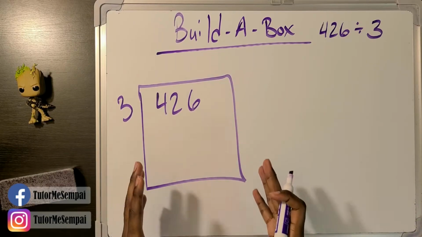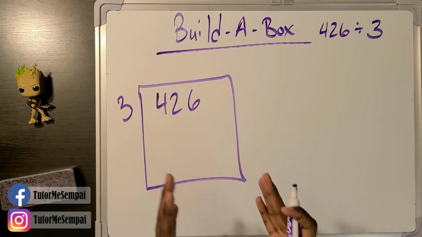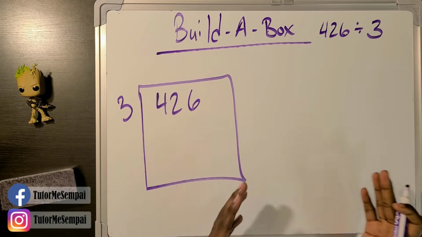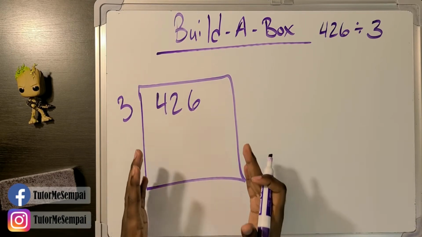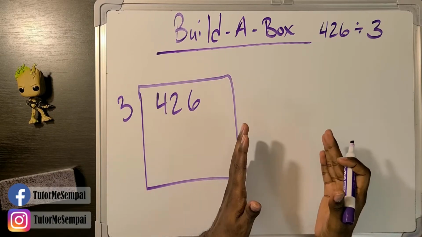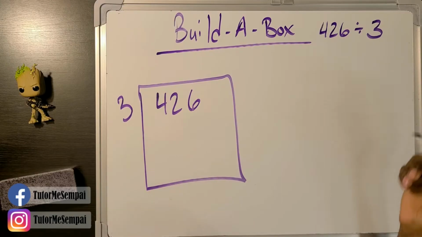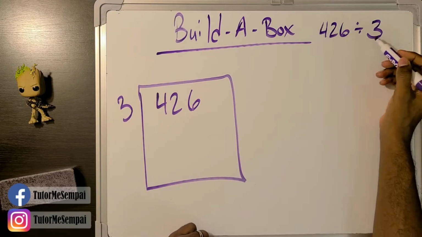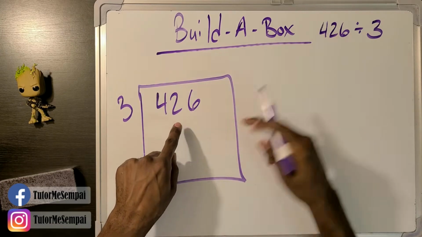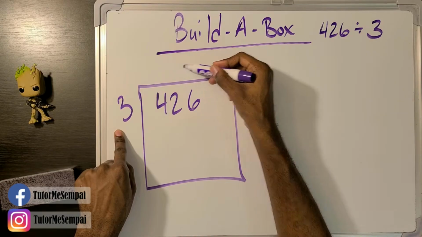Now, the aim of this version is to give you a laser focus, so you don't get confused by having too much in front of you at any particular time. There's an emphasis on one box at a time. So once you're done with one box, you're going to add another box if necessary, and then another box if necessary. So the question we're going to be solving is 426 divided by 3. And we're going to set it up in this fashion. Your dividend is going to be inside your box. Your divisor is going to be over here, and we're going to put our quotient right up here.